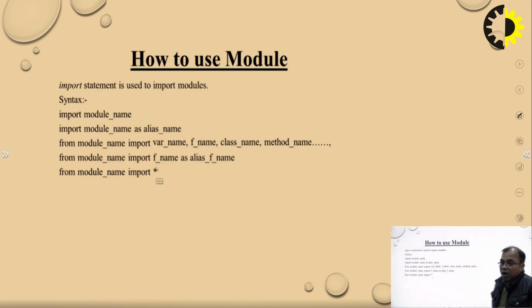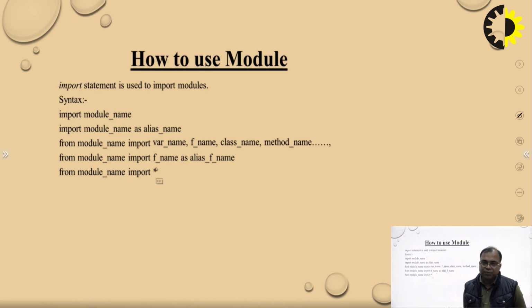Now, how do we use our modules? One thing is clear: why we use modules. What is a module? A module is nothing but a collection of different small files to make a program easy, to make a project easy. When we create a module, it is clear. Now, how to use this module in our program.